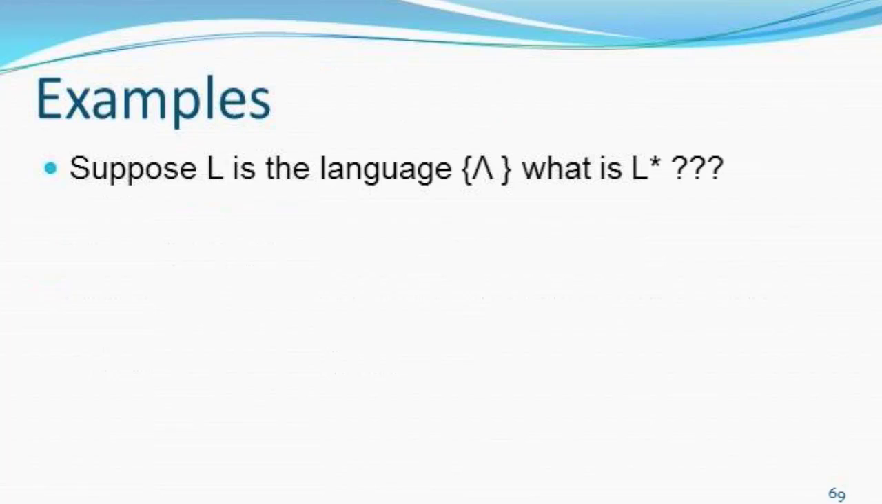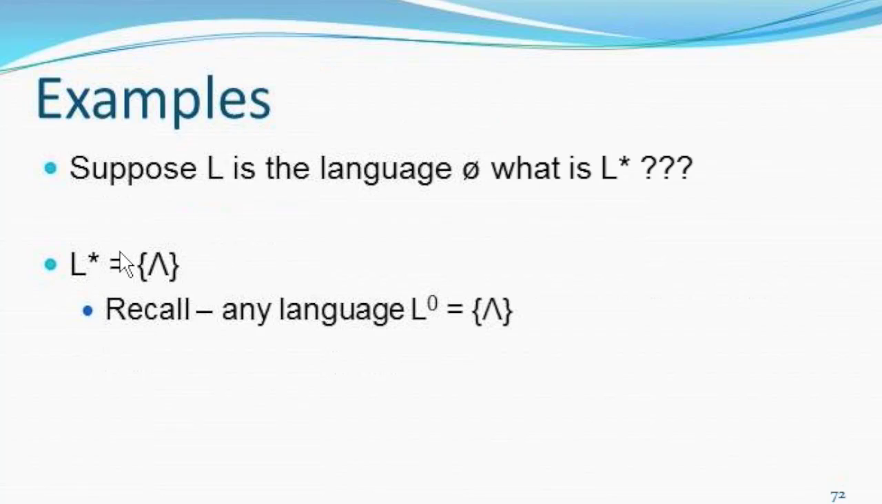If L is just the language containing the single string lambda, then L star is also just the language containing just lambda. And if L is the empty set, what is L star? Well, now you need to think about this a little bit harder. So think for a second, pause the video. And the answer is that L star is actually the set containing lambda. Because remember that L to the 0th power is always lambda for any language. And that's true even for the empty set, right? The language that has no strings. So kind of another trick question.